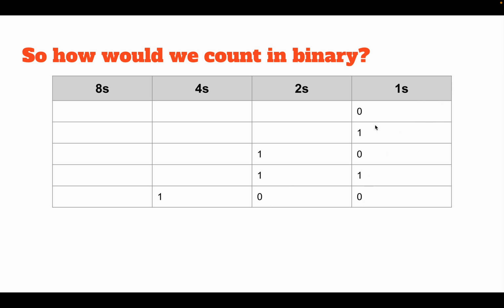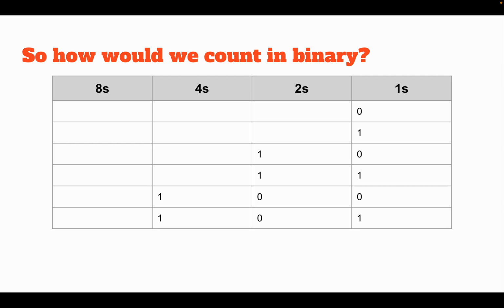Okay, so let's count how far we've got so far. 0, 1, 2 is 1 0, 3 is 1 1, 4 is 1 0 0. Can you guess how to get 5? You should have 1 0 1. I have a 4 and a 1. I add those together, and that's how I'm going to get 5.